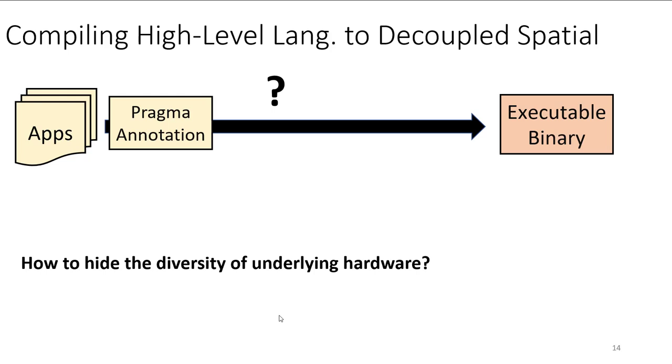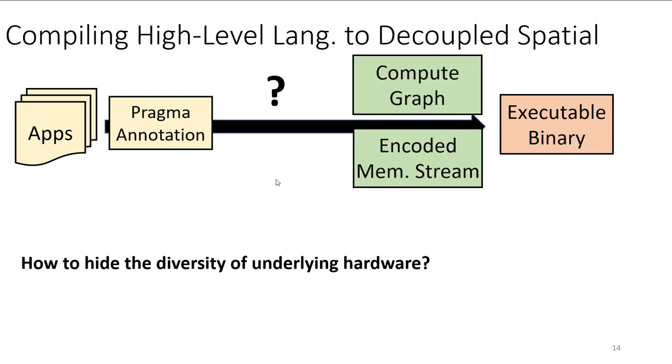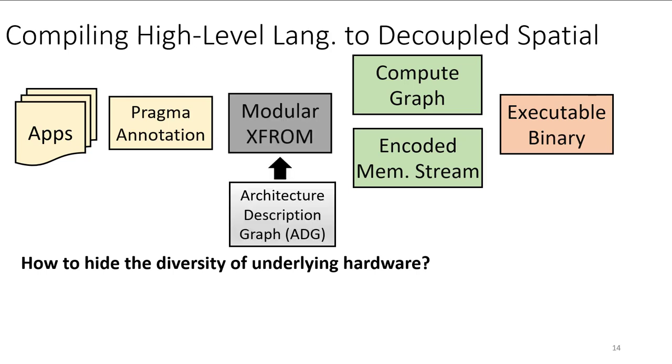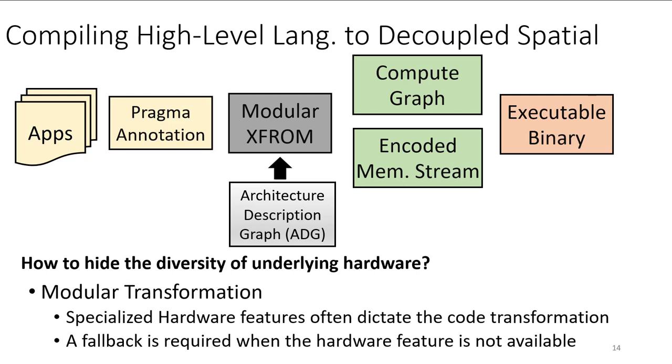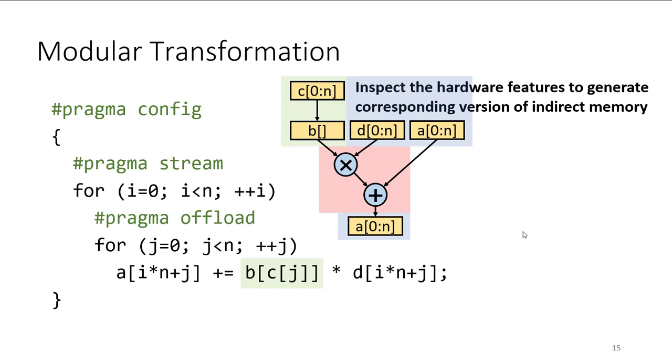So far, we have the computation and memory address decoupled. The next major concern is how the compiler can take advantage of the diverse hardware features, especially considering certain hardware instances might not include some features. We use a modular compilation approach where the basic strategy is that each hardware feature that requires a specialized transformation always has a backup so that it can generate a simple transformation without using that feature.